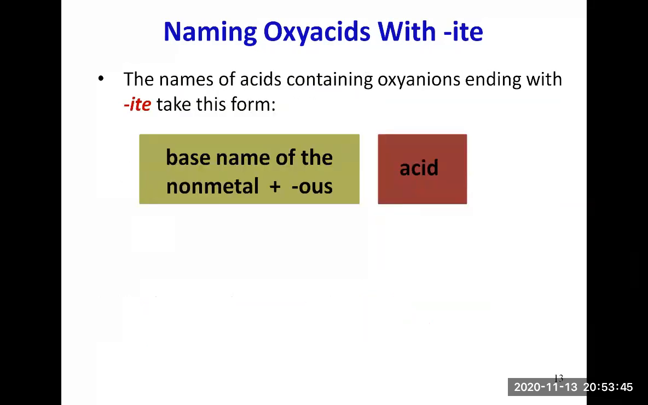So if your oxyanion has a name that ends in "ite", then the acid will be named like this. You take the base name of the nonmetal or the polyatomic ion, and you change the ending "ite" into "ous", and then add the name acid. For example, H2SO3 contains the sulfite ion and then bonded to 2 hydrogens. And so sulfite, you change the ending "ite" into "ous". But remember how sulfur, you go back to sulfur, and it's sulfurous acid, H2SO3.